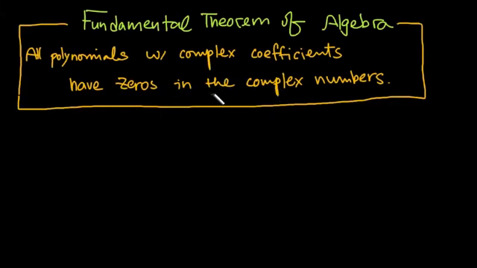Hi everyone, in this video I'd like to introduce a quick demonstration of this important theorem in mathematics called the Fundamental Theorem of Algebra. What this says is that all the polynomials, it doesn't matter if it is degree 3 or degree 2014, whatever, all the polynomials whose coefficients are complex numbers have zeros in the complex numbers.